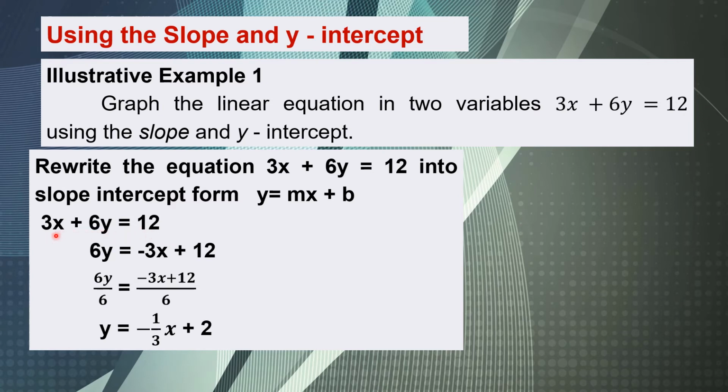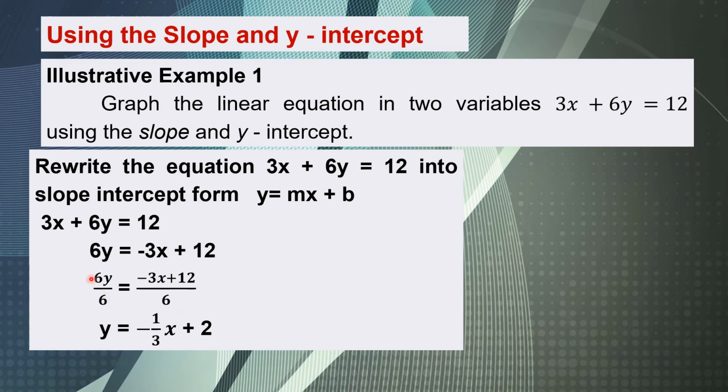So pag naglipat tayo, yung sign ng ating ililipat ay babaliktarin. So yung positive 3x ay maging negative 3x. Then just copy positive 12. So para matanggal yung 6 dito, kailangan y lang ang matira. We divide both sides by 6.